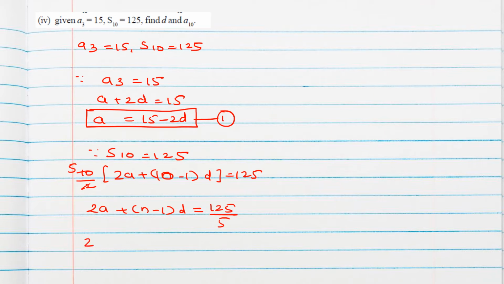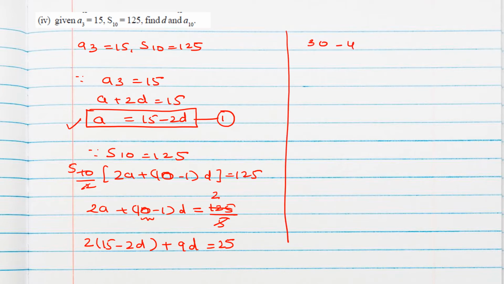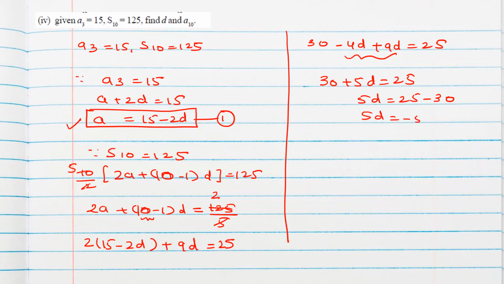Now here a value we can substitute from equation 1, which is 15 minus 2d, plus, and here n is 10, no? So 10 minus 1 means 9d will come. This we can write as 5 twos are 10, 5 fives are 25. So 30 minus 4d plus 9d equal to 25. These like terms we can add to get 5d. So 5d is 25 minus 30, that is minus 5, that means d is minus 1. We got d as minus 1.